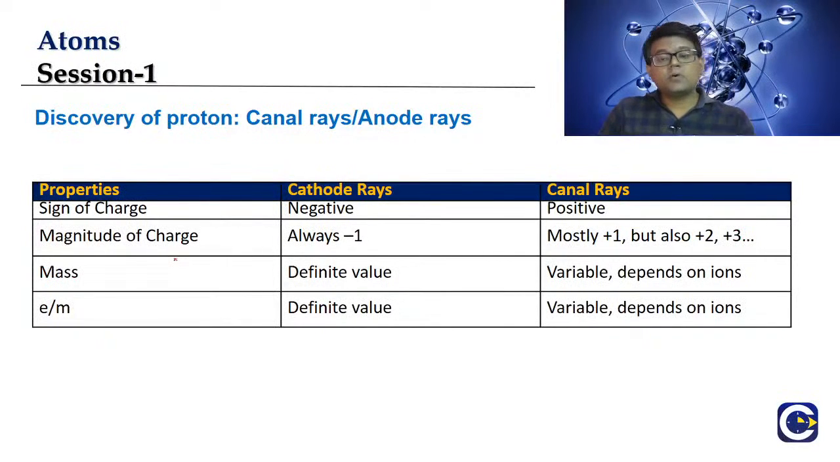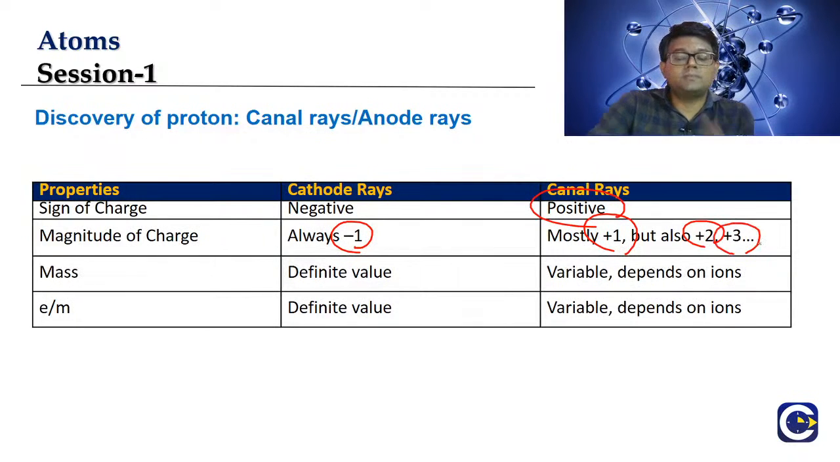Based upon these observations, what are the main observations of the anode rays or canal rays? The canal rays have positive charge. If the relative charge of the cathode rays is taken as -1, then in most cases the observed charge on the anode rays is +1, but sometimes it can be +2, sometimes +3. For cathode rays, the mass value is definite and the e by m value is also definite, whereas for canal rays, the e by m value and the mass both depend upon the nature of the gas.